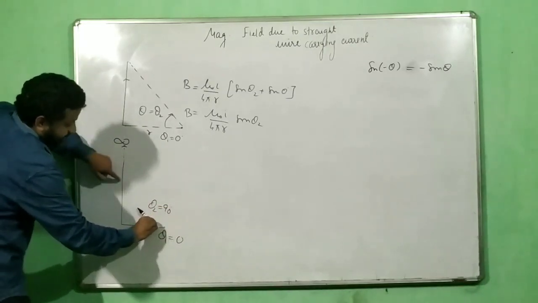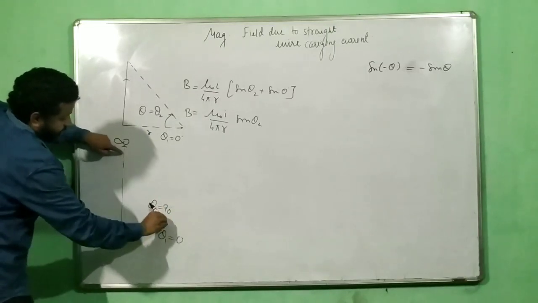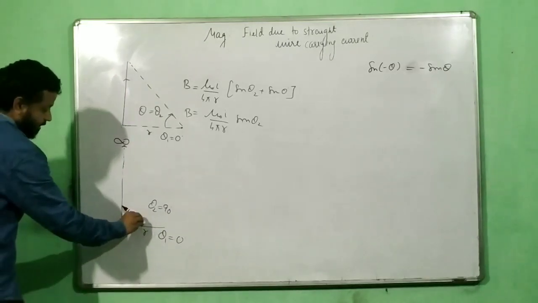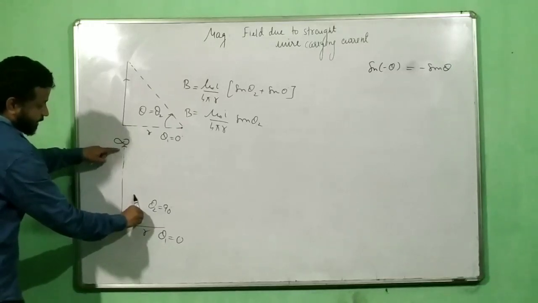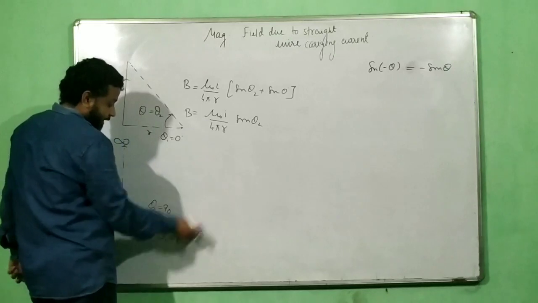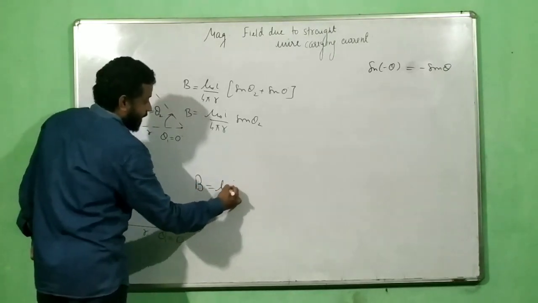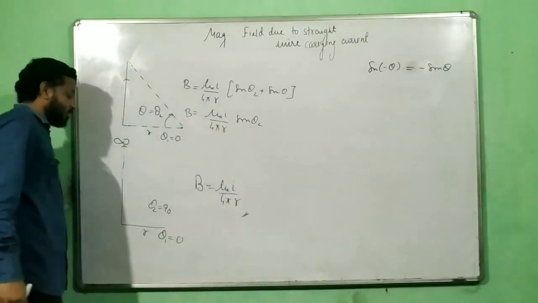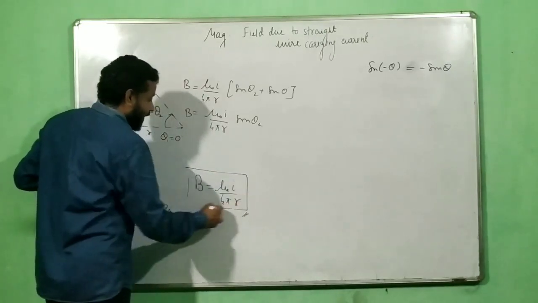Now if this length, if this point becomes bigger, so this will also become like this, and at infinity it becomes, okay, are you able to follow it? See, the length is becoming bigger. So at infinity theta 2 becomes 90 degree. So theta 2 becomes 90, theta 1 is equal to 0. So this field will become mu naught I by 4 pi r, because theta 2 becomes 90 degree and sine 90 is 1. So this is the field due to a semi-infinite wire.